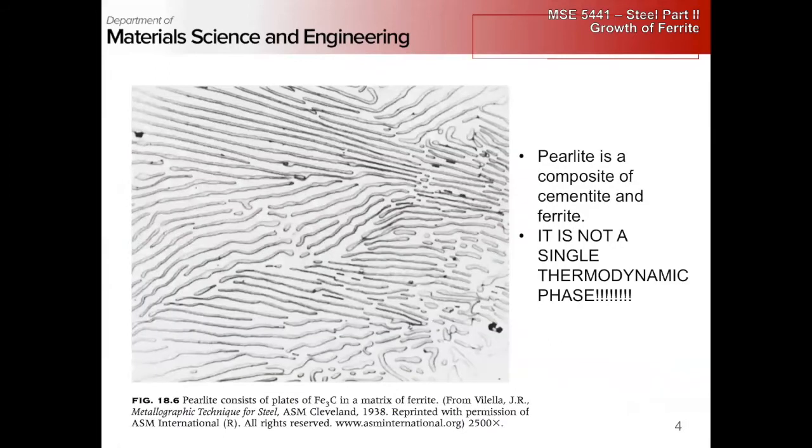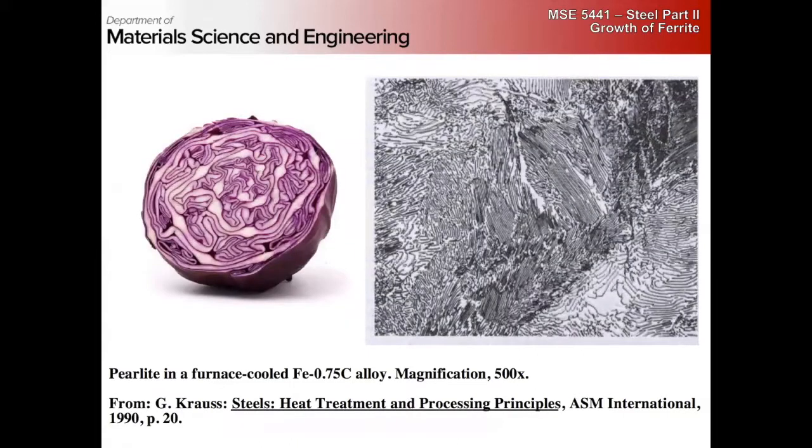The thing that's important to remember is pearlite's a composite. It's not really a phase in the thermodynamic sense of the word. We call it a phase, but really it's a mixture of two different phases, cementite and ferrite. So here we have these plates of cementite in a matrix of ferrite. And I love this picture because we have to remember that it's a three-dimensional structure, right?